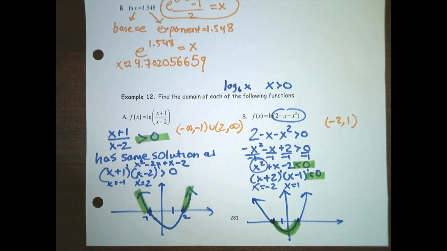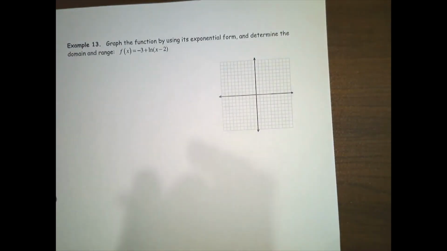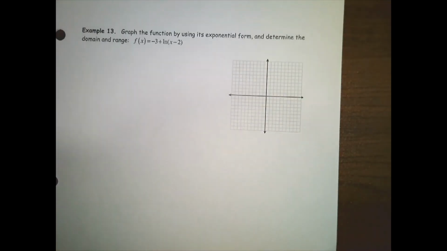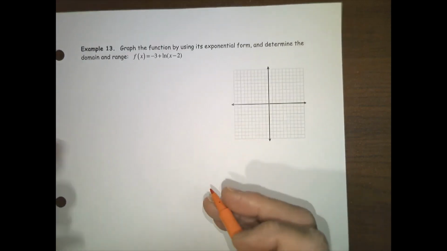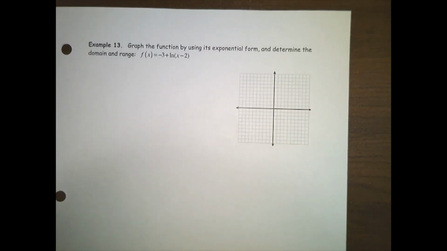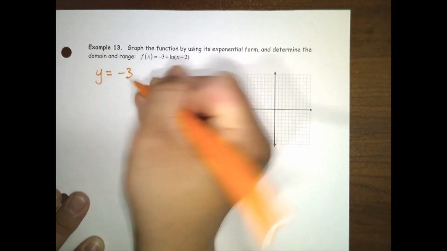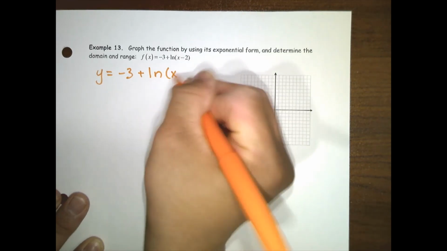All right, let's try another example here. This one is just going to be graphing a function using its exponential form and determining its domain and range, but this one is a natural logarithmic function. So we have f of x is negative 3 plus natural log of x minus 2. So we have y is negative 3 plus natural log of x minus 2.